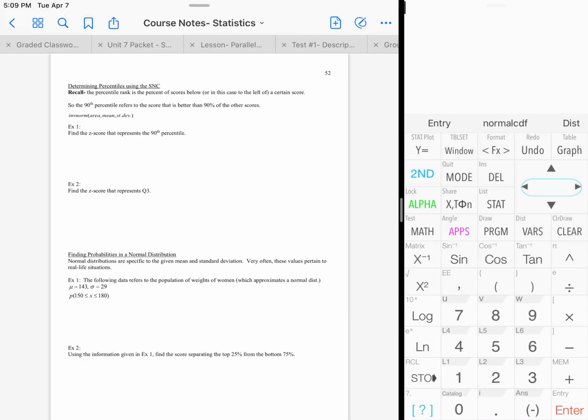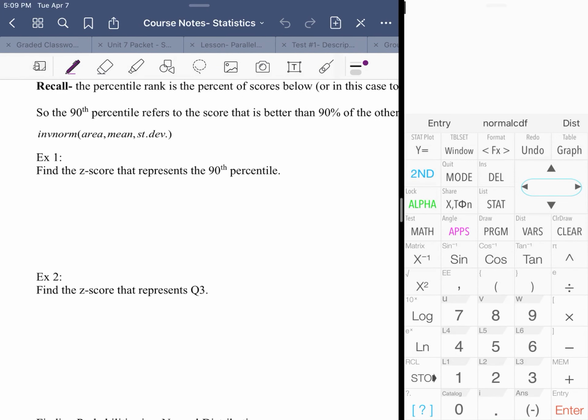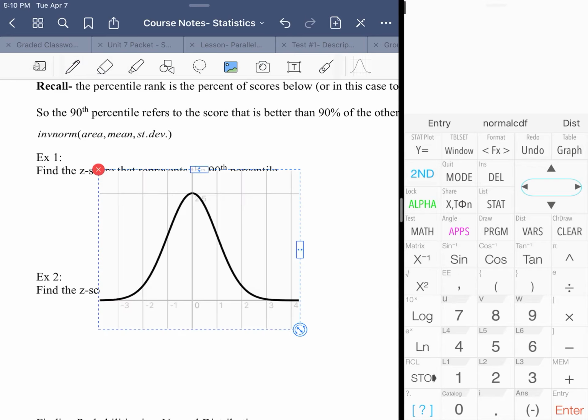So the next logical question would be, well, what if we needed to go the other way? What if we needed to find a z-score that corresponded with a particular area? In this case, we're talking about a z-score that represents the 90th percentile. So what I'm going to do is pretty much what I did before. Start off by drawing a diagram.